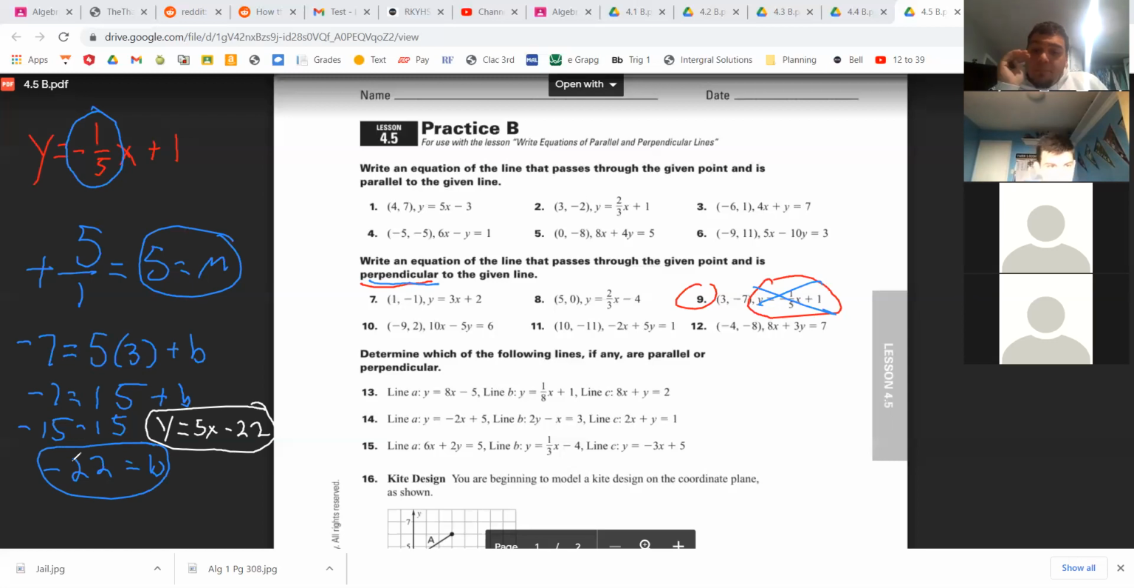Okay, any questions on perpendicular? Remember, when you see the word perpendicular, write that down.